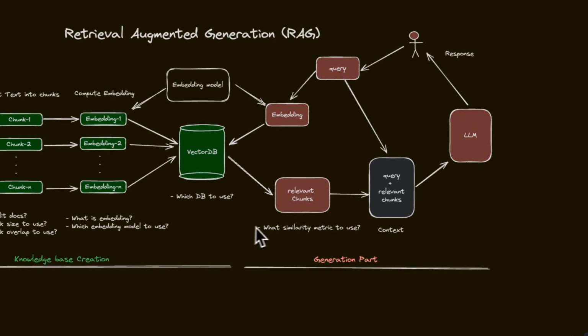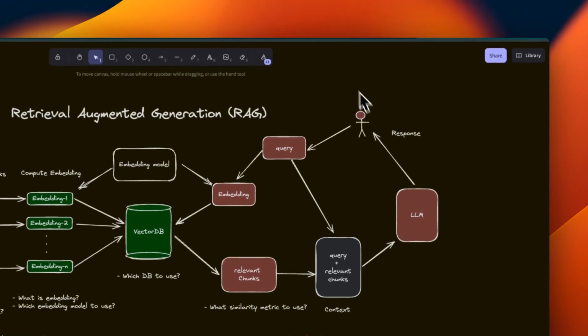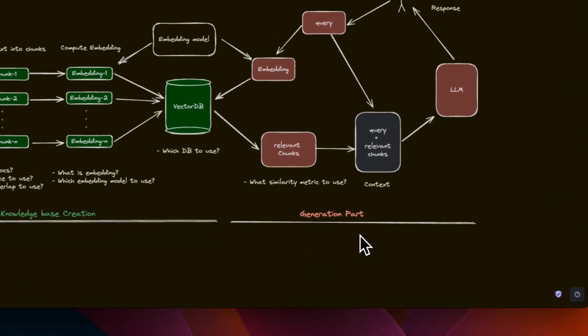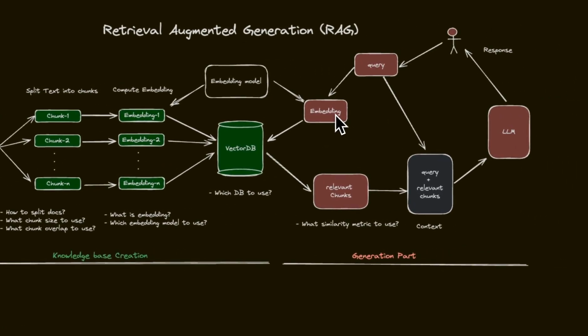Then in the vector store, we find those, retrieve those, and append those to the initial user query, and give those to the LLM. So you get the query plus the relevant documents or chunks, and the LLM will generate a response. This part is called generation. And this whole setup is called Retrieval Augmented Generation.